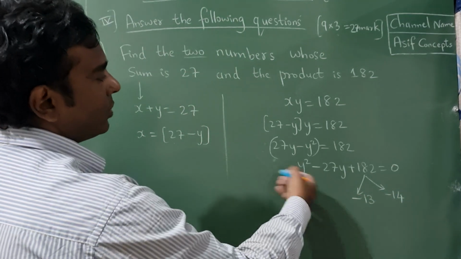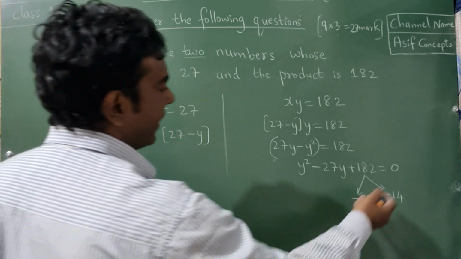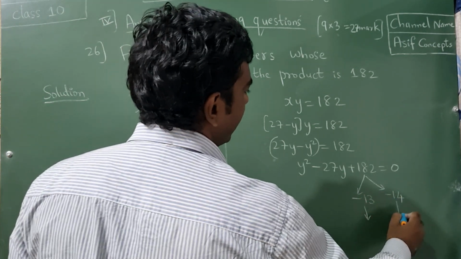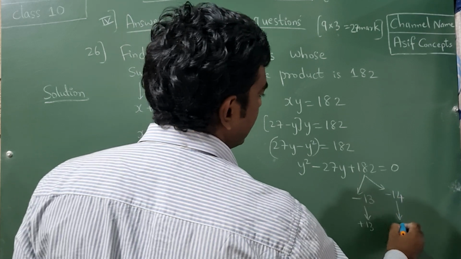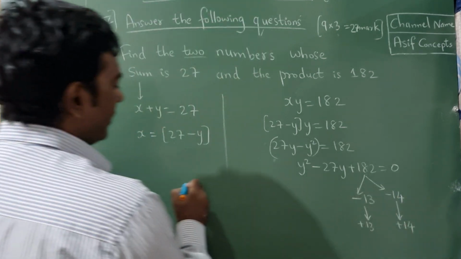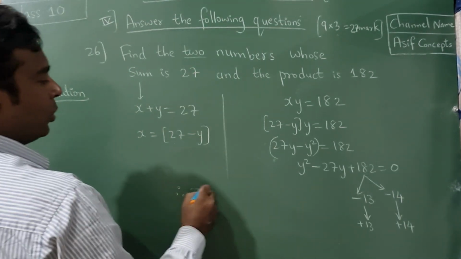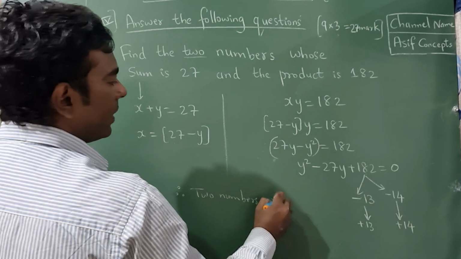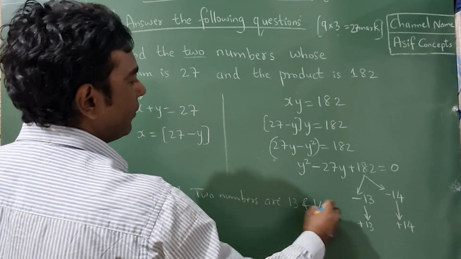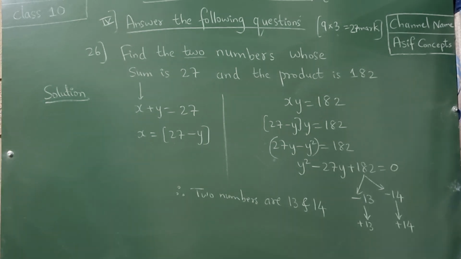Okay, you can solve by the factorization method, or there is a simple method. If this is minus, then write it as a plus, and if this is minus, then write it as a plus. Therefore, the two numbers are 13 and 14. That's it.